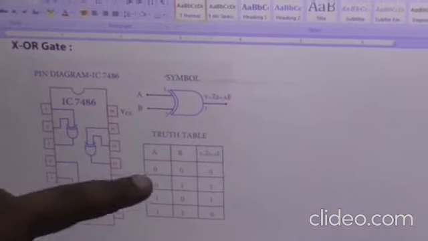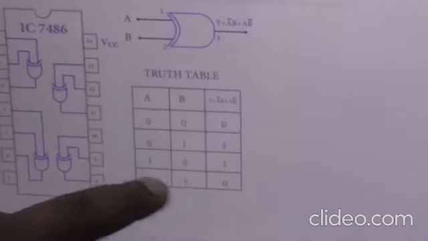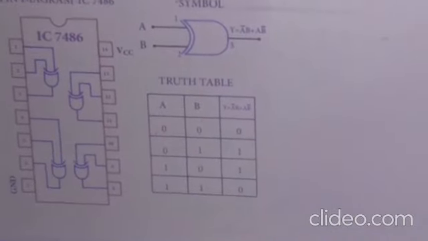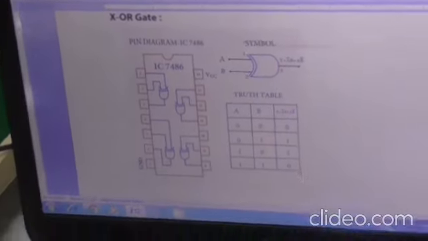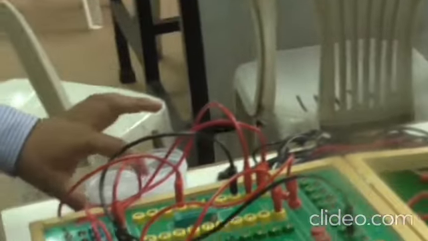XOR gate tells us that if both the inputs are the same, output is 0. Means what? 0 0, output is 0. 1 1, output 0. Otherwise, we are getting the output as 1. XOR operation we already saw in theory. Clear? Now we will check the XOR gate. Which IC is used? IC 7486.